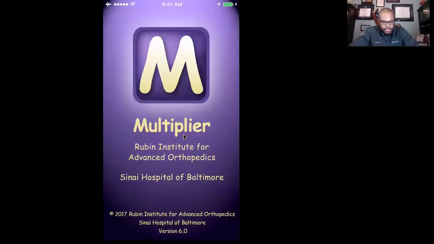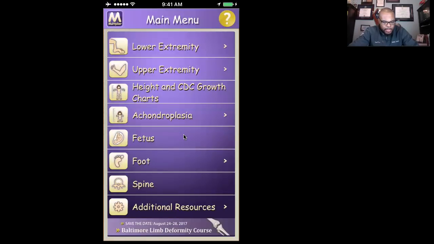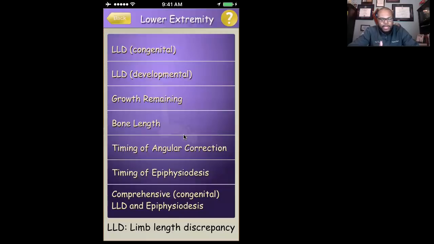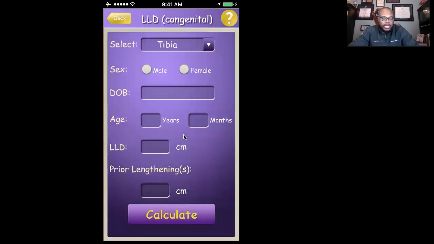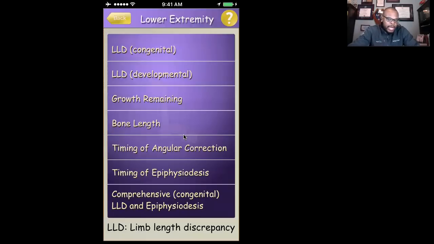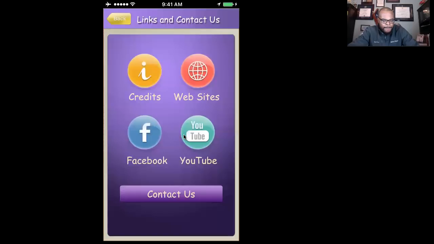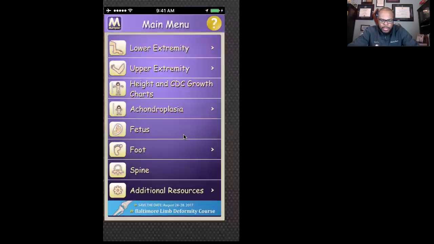The next one is Multiplier. This is mostly for people going into orthopedics. Say, for instance, a patient comes in with a fracture of their leg, and we want to figure out how much growth they have remaining or how much of a difference their legs will be after they finish growing. It's called limb length discrepancy. You can put in their date of birth, their age, and it will give you their leg length discrepancy and suggestions of what you should do. Say, for instance, a patient will have 5 centimeters of leg length discrepancy after they're done growing. So you could do this procedure here. This is mainly for orthopedics, maybe some podiatrists, but it's called Multiplier.